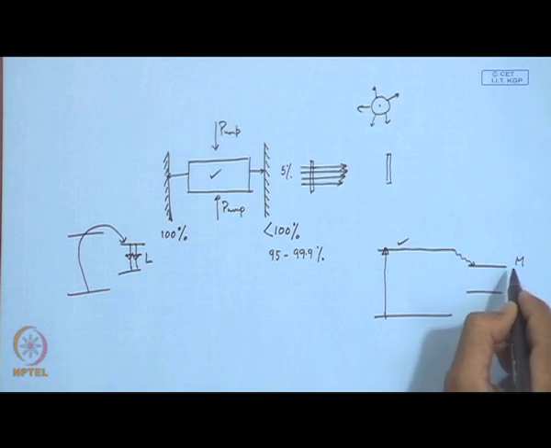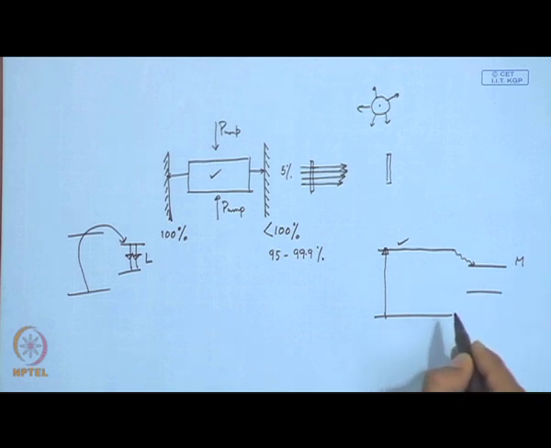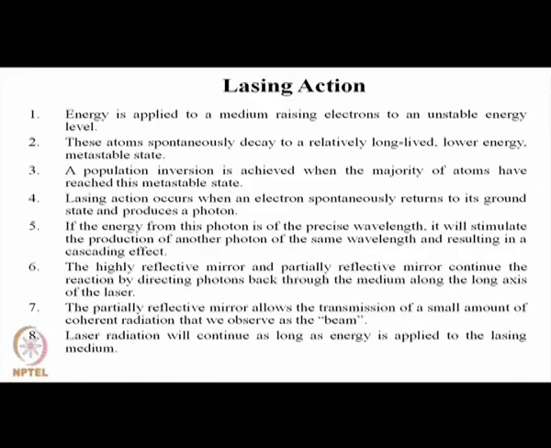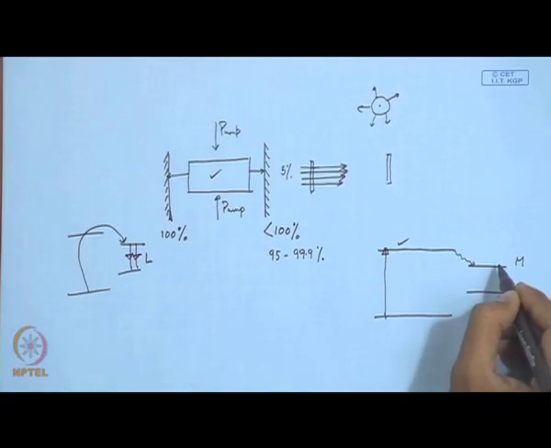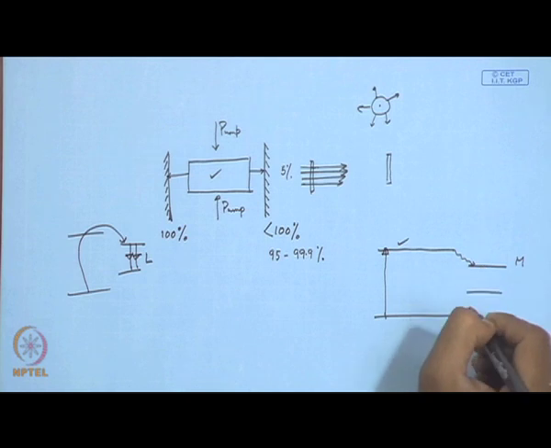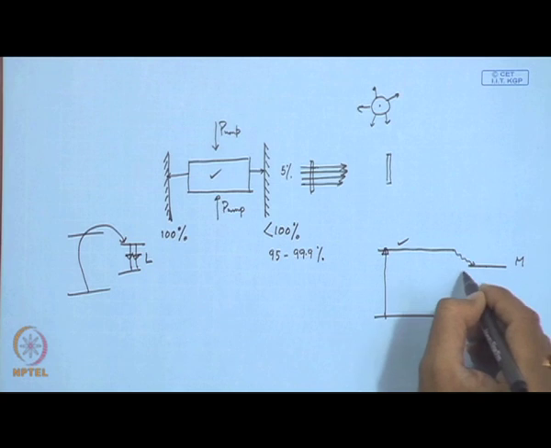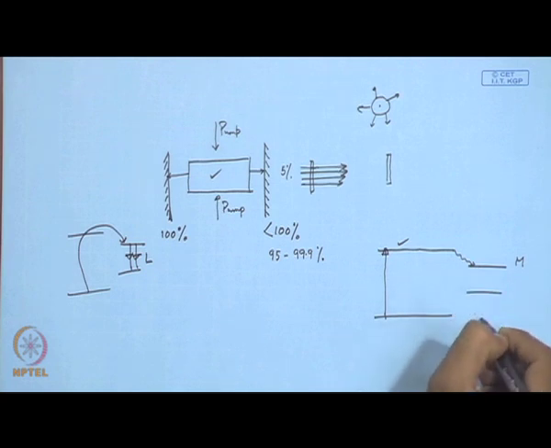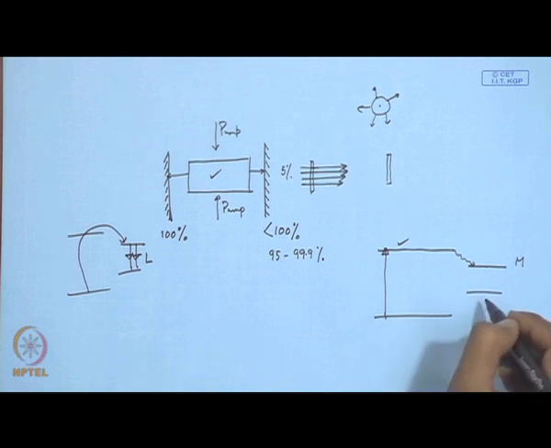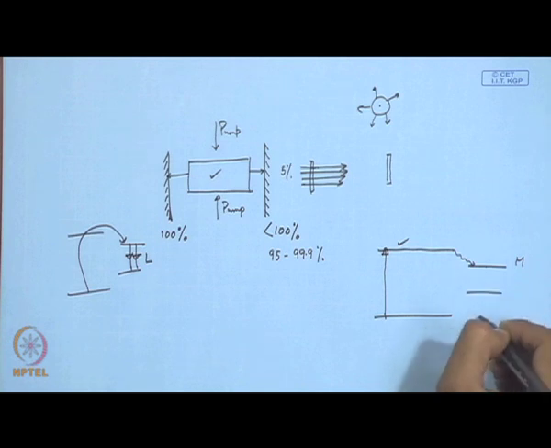Okay. Then lasing action occurs when an electron or maybe an excited ensemble spontaneously returns to the ground state and produces a photon. Maybe because of the electron de-excitation from here to the ground state, or maybe a molecule comes back to the ground state, maybe by electronic transition or vibrational or some other transition. So it comes back, giving rise to a photon in the appropriate frequency.